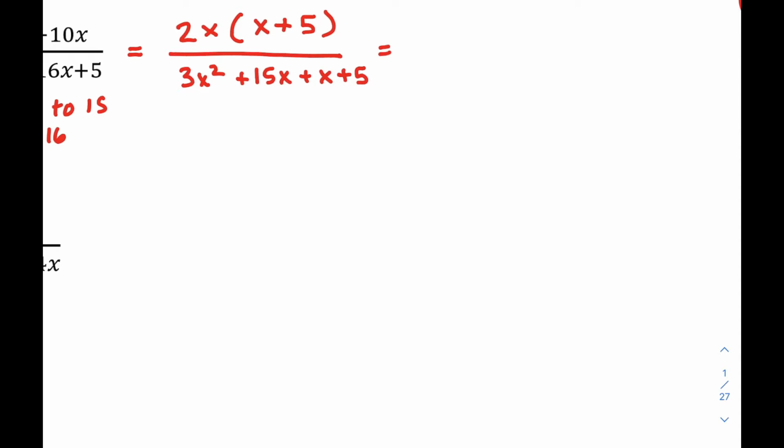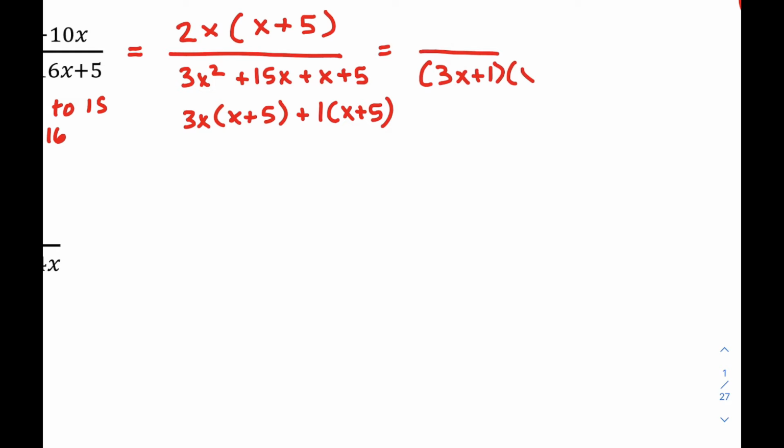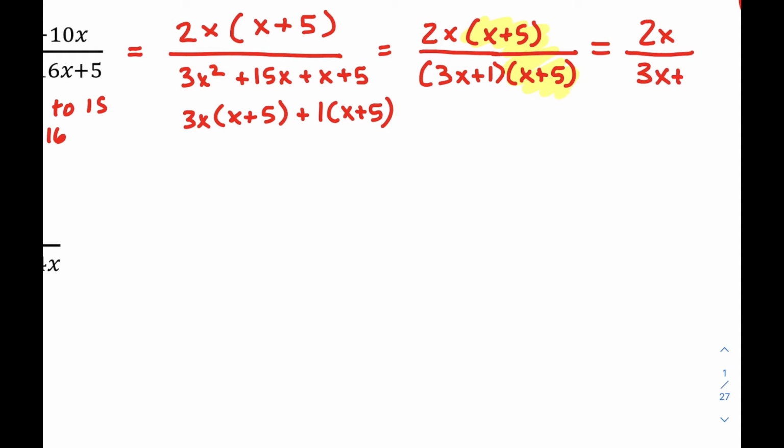And then I'm going to factor 3x out of my 3x squared plus 15, and just a 1 out of my x plus 5. So that bottom's going to factor into 3x plus 1 times x plus 5. And then I've got my top. And you can see I've got a couple common factors of x plus 5 that will divide out to 1. And you'll be left with 2x over 3x plus 1.